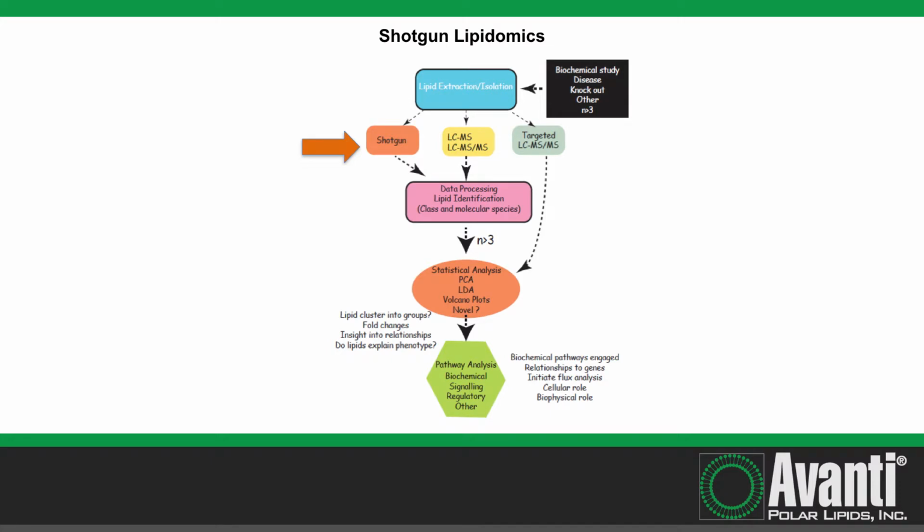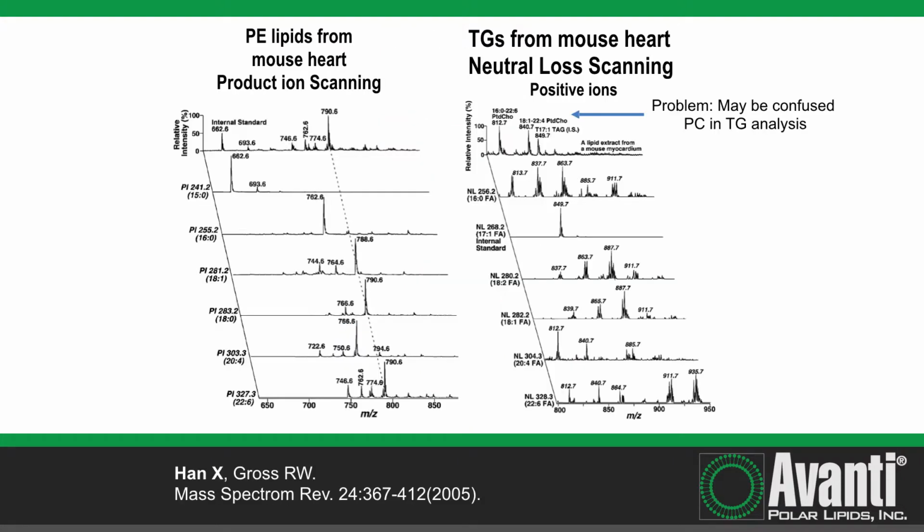Let's talk about shotgun lipidomics, and this has been a very popular area to investigate, and you'll see why at the end of this when we summarize this. And this is a way where you take a crude mixture of the lipids, you do not pre-separate them, but you just analyze them directly, typically by electrospray ionization. And this is one of the examples of the data you might get. And so in this study here, we have phosphatidylethanolamine lipids from mouse heart, and they're in the left-hand panel of this slide.